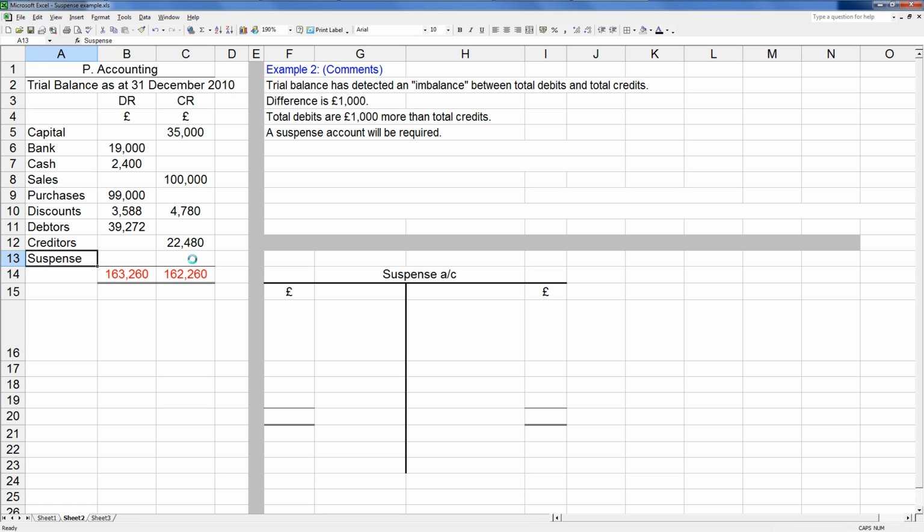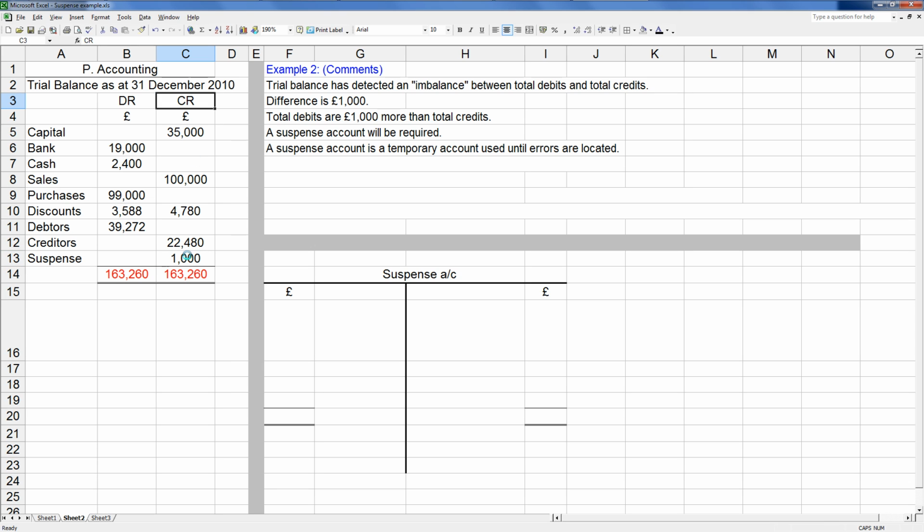So £1,000 has been entered. As I've said before, a suspense account is a temporary account. It's used until errors are located. If we look underneath at the suspense account, let's see how this ledger will be created now that we have put £1,000 suspense in the trial balance. £1,000 has gone into the credit column of the trial balance, so we need to put £1,000 in the credit side of the suspense account.